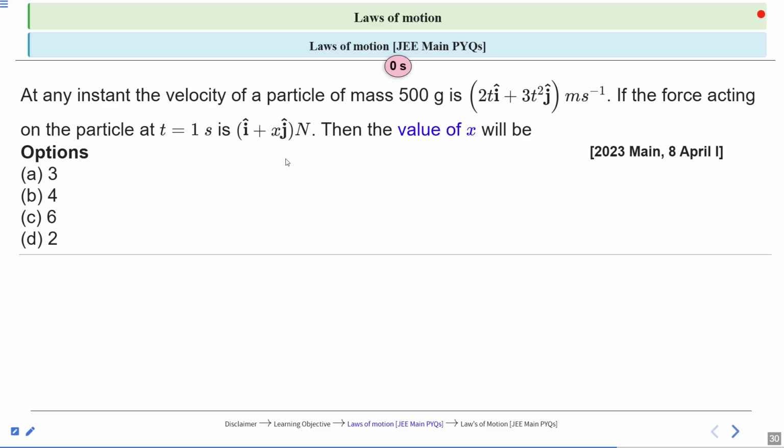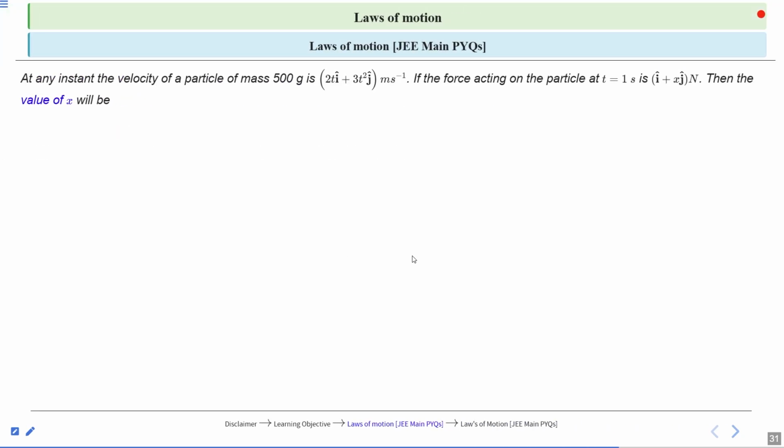Let's see the solution of this question. So the correct option is A, 3. 3 is the correct solution.